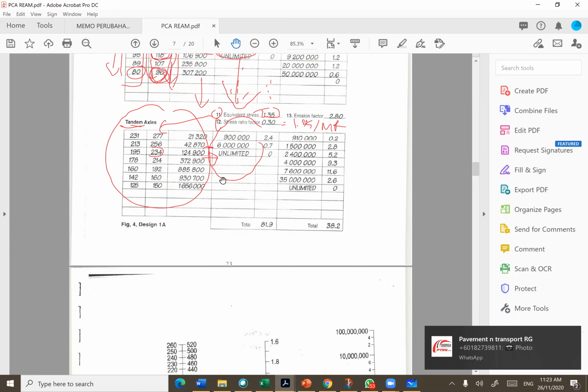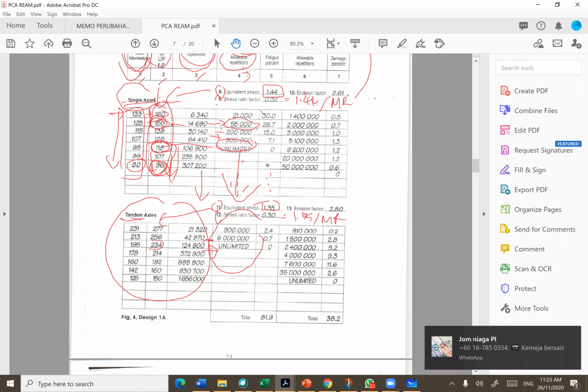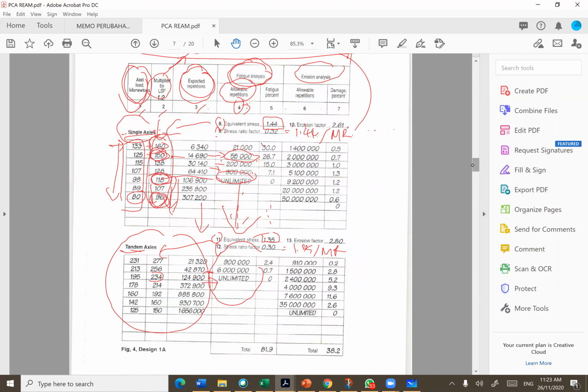All right. Any questions so far? For column number 4, how to calculate column number 4 here? No question. All right, then we want to calculate the damage of the fatigue percent, column number 5. As you remember, damage of fatigue percent is predicted divided by allowable. The predicted value, which is which one? This one. The predicted is the expected one.